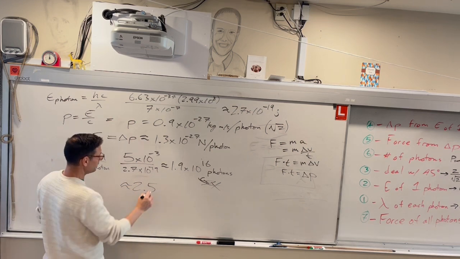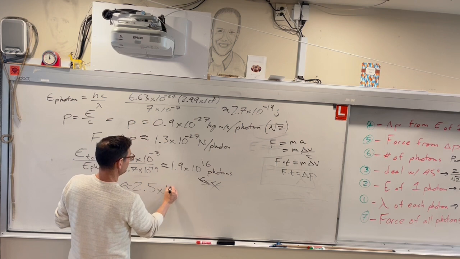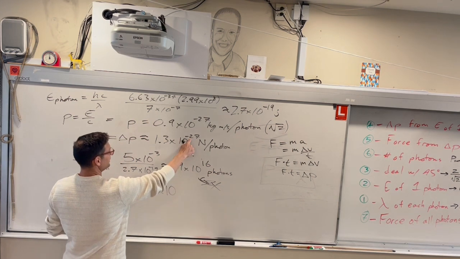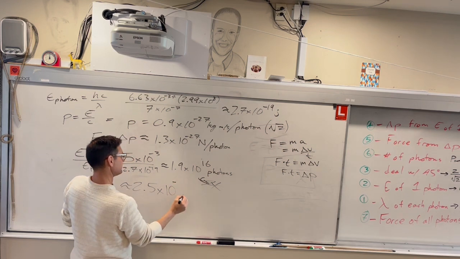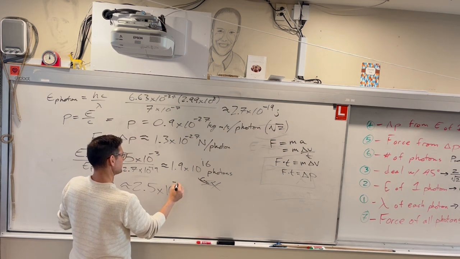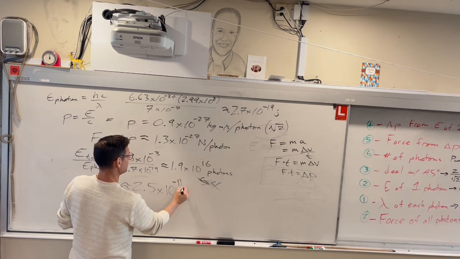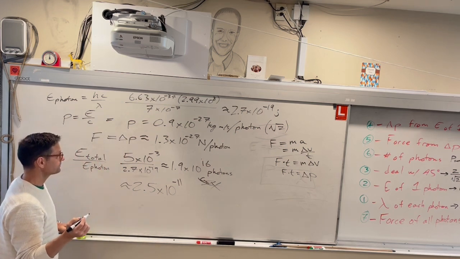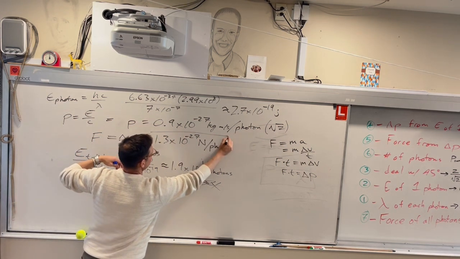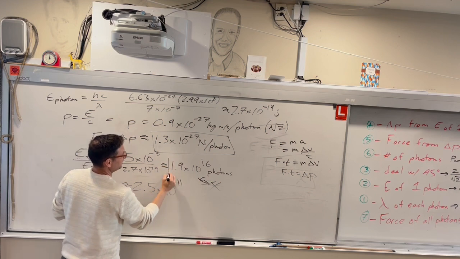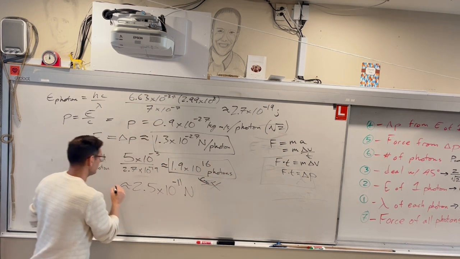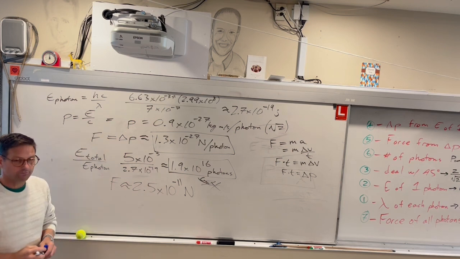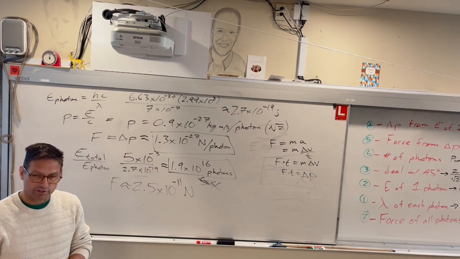So 1.3 times 1.9 is like 2.5 or so. Didn't you get 2.4? And then negative 27 and 16 is negative 11? Is that right? Yeah. So I'm just taking this number, the newtons per photon, and I'm multiplying it by the number of photons, and this is my newtons. Okay, so that's the force being exerted on the mirror.